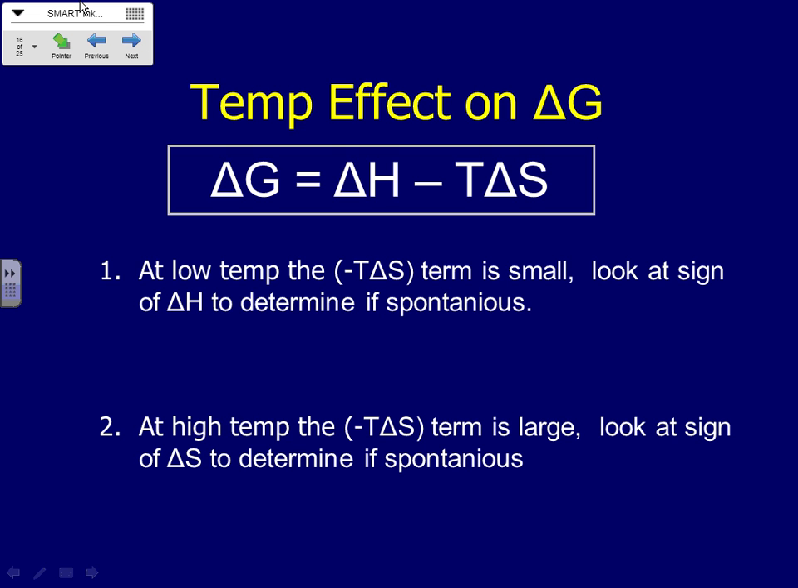Let's take a look at the temperature effect on this equation. Again, you don't necessarily need to rewrite it, but you can if you'd like. Due to the fact that there's a T in the equation, the temperature is going to change the value of the delta G.